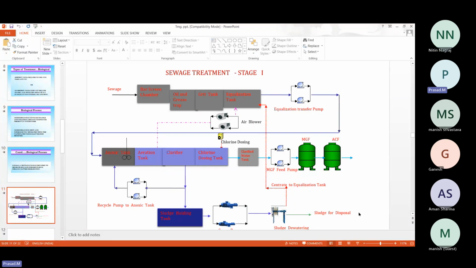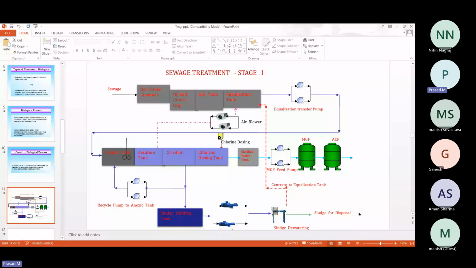What happens in the bar screen chamber? We are removing the floating material, like plastic wrappers, gutka wrappers, which float on the surface. That we are removing by using a bar screen. A bar screen is nothing but a manual bar screen, and by using this rake we are removing the floating material. Everybody knows the manual bar screen, right? That floating material we can remove by using this bar screen.